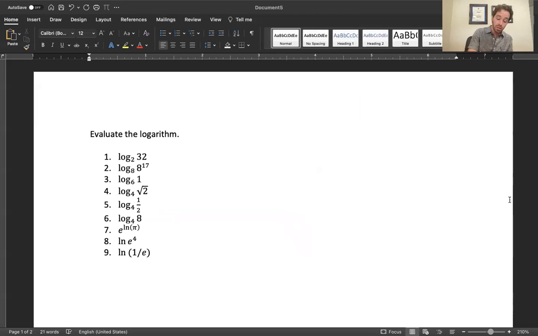Going on to number 7, e to the power of ln pi. This is the first time that we've had them presented to us in this order. It's always been log of an exponential. This is the other way around. This is an exponential of a log. But the same exact inverse relationship applies. E to the power of ln pi. These have the same base. They're inverse functions, and so they go away.